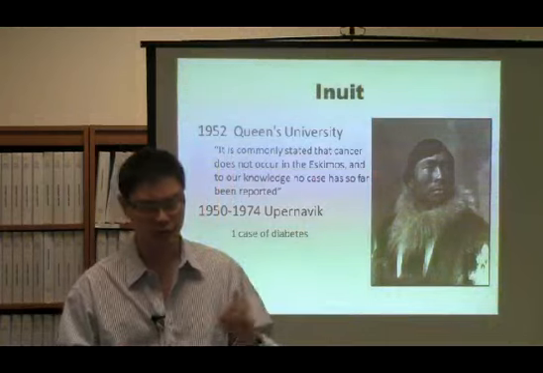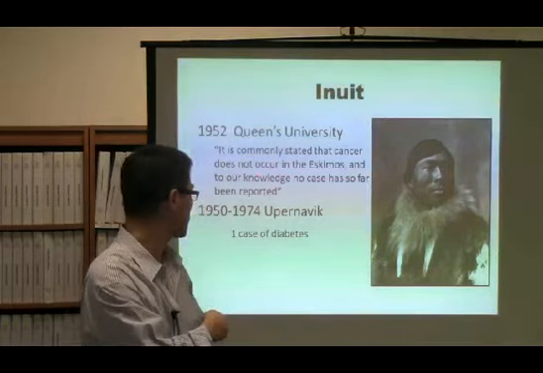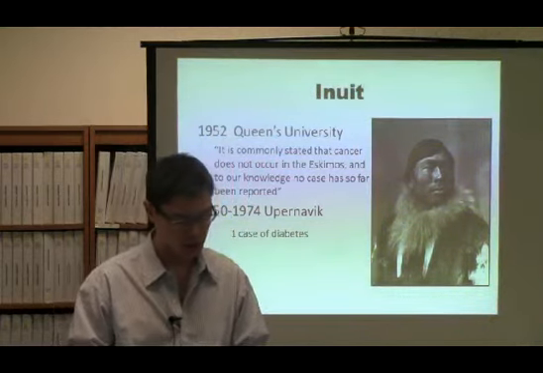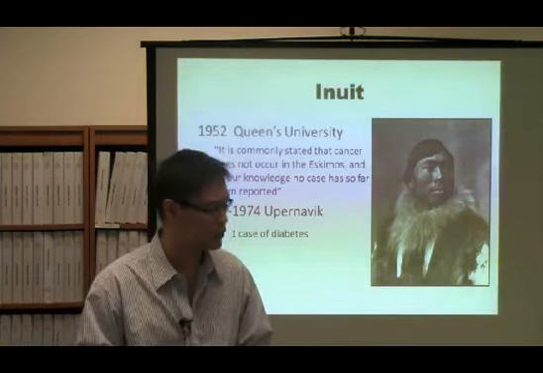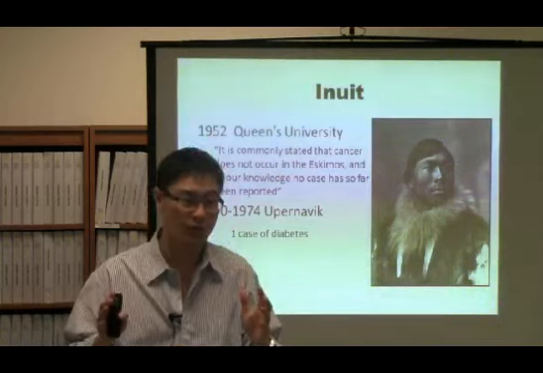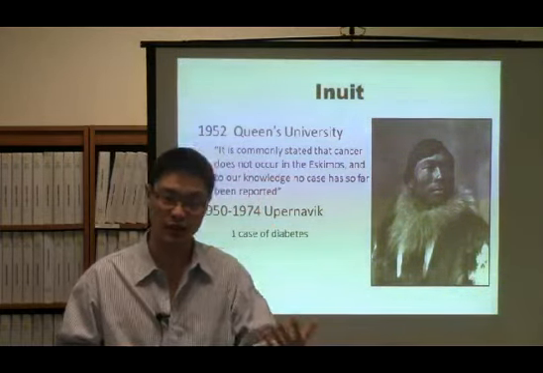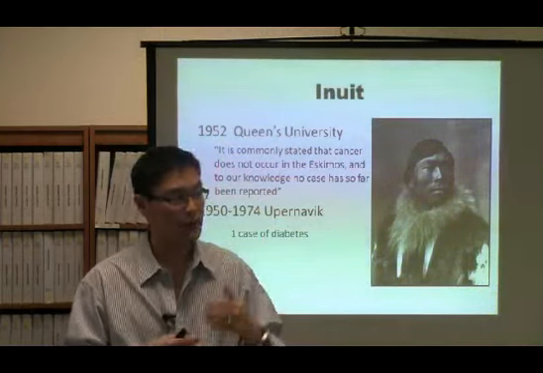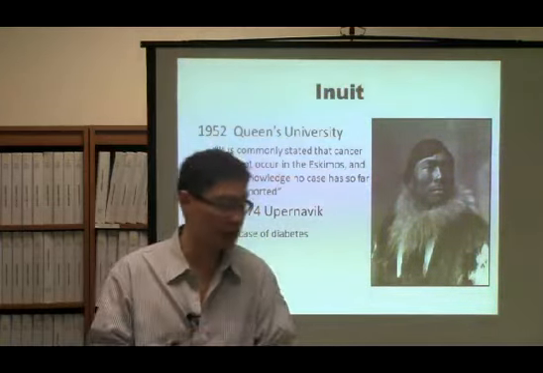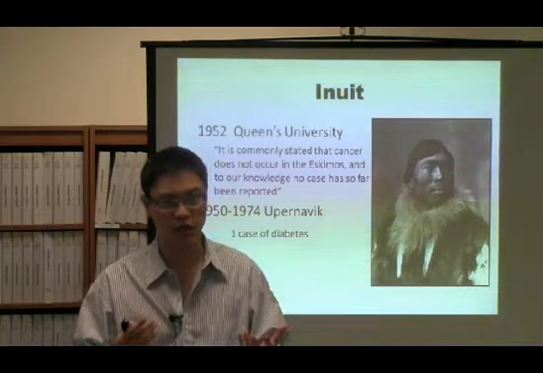If you look at the Inuit, again, in 1952, Queen's University published a paper, and it says, it is commonly stated that cancer does not occur in the Eskimos. And to our knowledge, no case has so far been reported. So in fact, these people were considered to be protected from cancer. In fact, they were actually sending people to study the Eskimos, which is what they were called at the time, to see why they also didn't get diabetes. So they are protected from diabetes, they are protected from cancer. And they didn't understand. They thought it was something to do with the genetics, that they didn't get it.